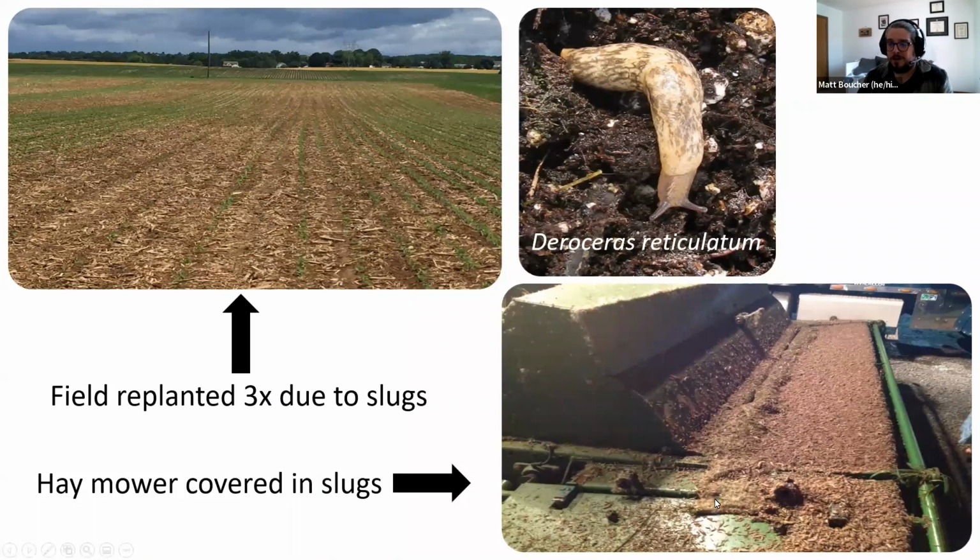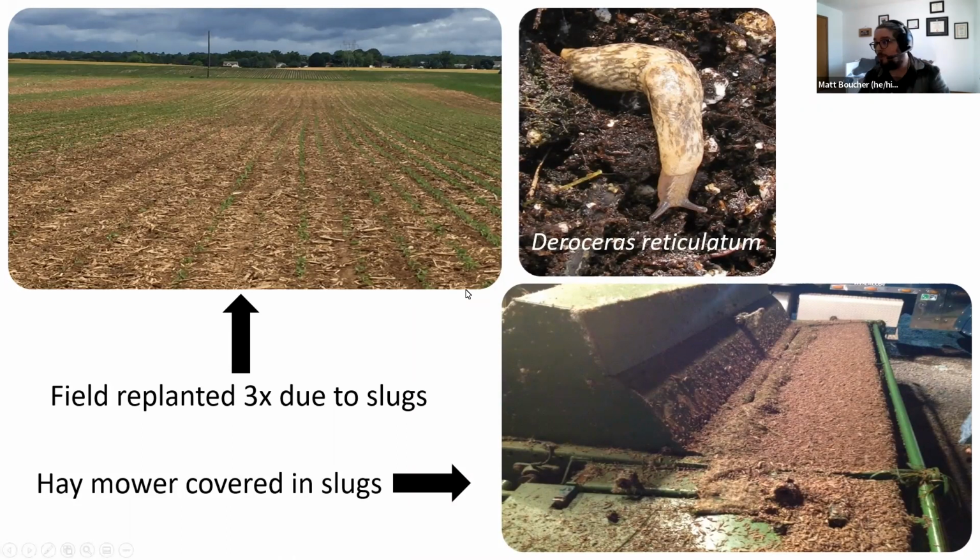This is one of John Tooker's quintessential slugs-are-a-problem photos. All of that debris you see there is just slugs. That's fistfuls and fistfuls of slugs. And that's just a standard hay mower there. Our main slug problem in the Mid-Atlantic, and growing in the Midwest, is this gray garden slug here. The gray garden slug was an introduced species from Europe. It was introduced in the 1800s, and it's been problematic ever since.